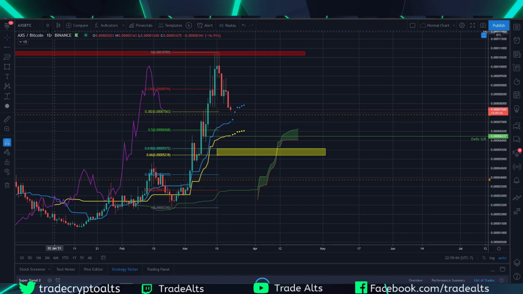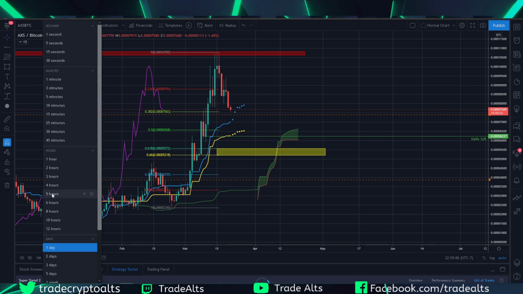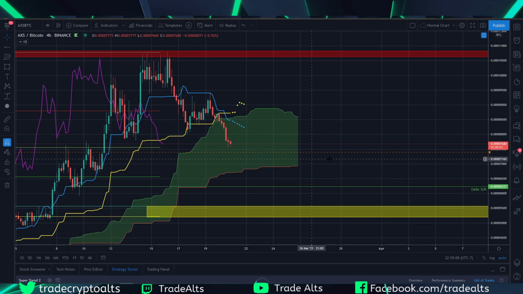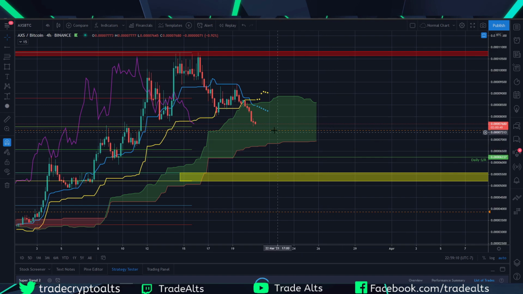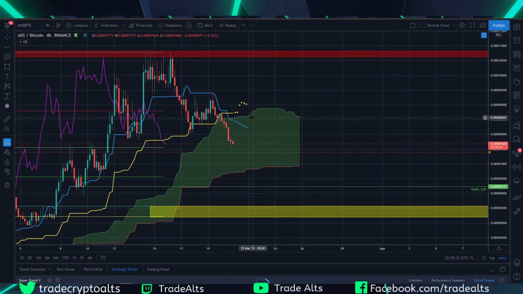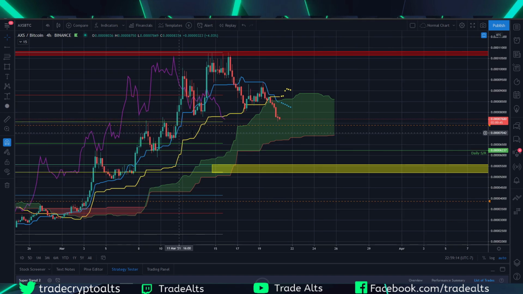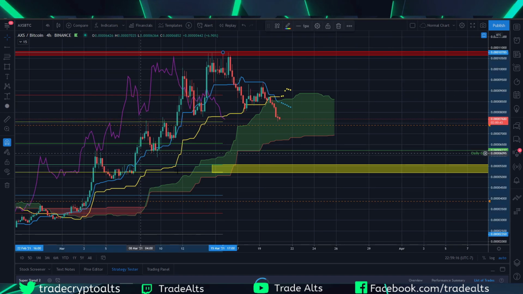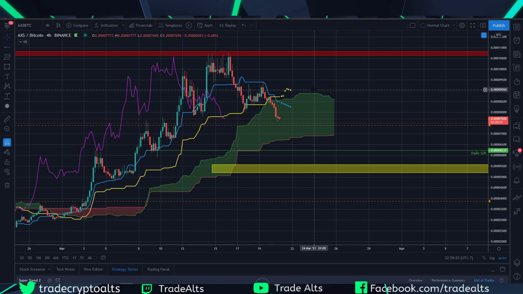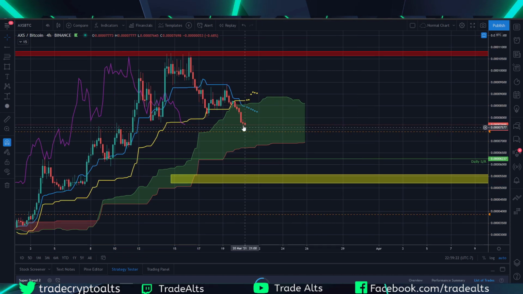So let's go down to a lower time frame, something like a 4 hour. Wow. Okay, well, so this is a bearish setup actually. So I'm going to delete this fib. We already know where this golden pocket is. That's kind of what I'm most interested in. So I'm going to delete this, clean up the chart a little bit. But this is actually a bearish setup.